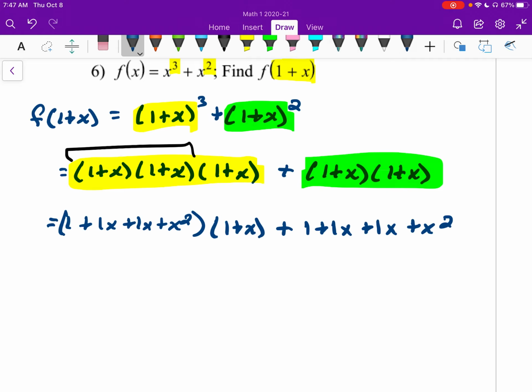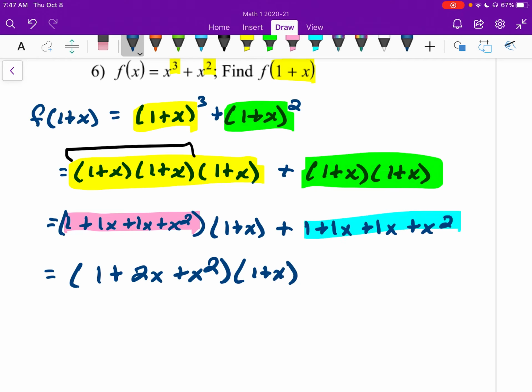Now, before I continue distributing, I'm going to take this guy here and try to make it look just a little bit prettier. So this is going to be 1 plus 2x plus x squared. And then I have 1 plus x there at the end. And I'm going to try to make this guy look a little bit prettier too. So plus 1, and then I have 2 x's, and then an x squared.